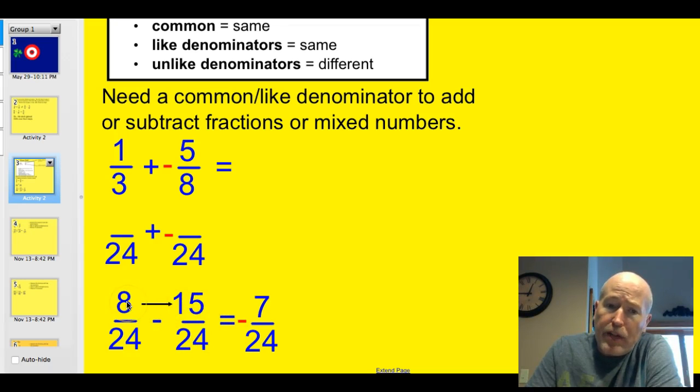So now we've got 8 minus 15 over 24. Or we can just look at it at this point, we're just doing straight across. We can just do 8 minus 15. Well, this is going to be a negative 7. So the answer to the problem is a negative 7/24. Remember, we just add or subtract straight across. We leave the denominator the same. It's common. It's the same.